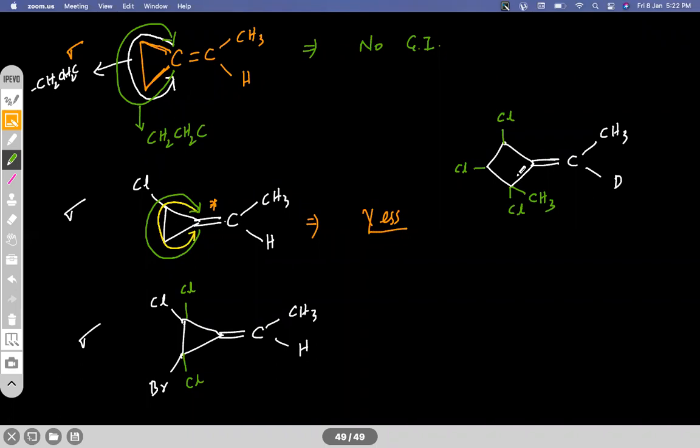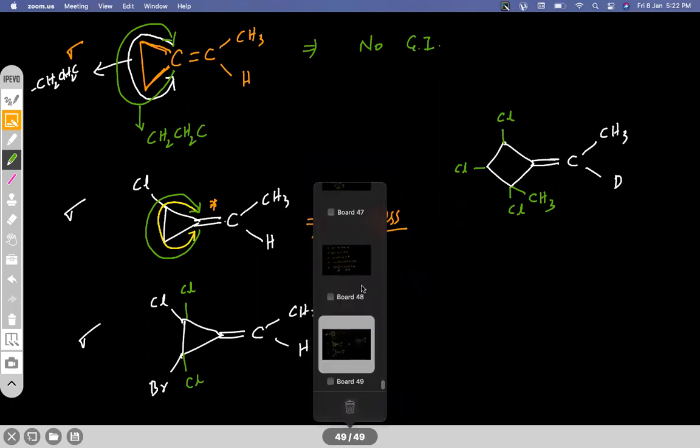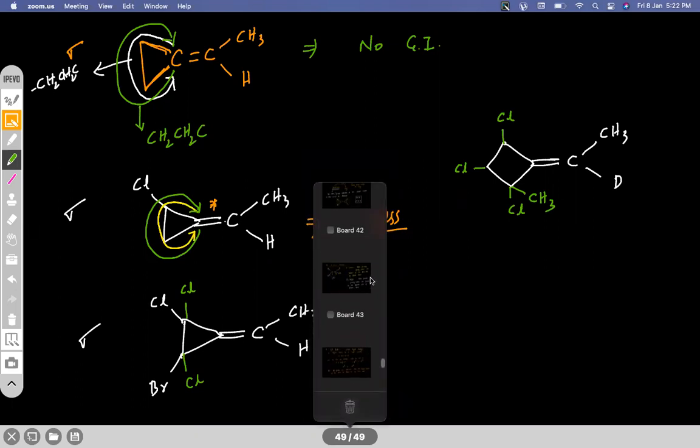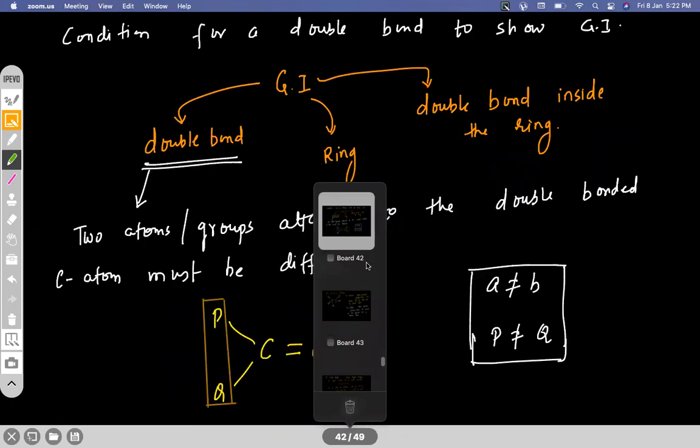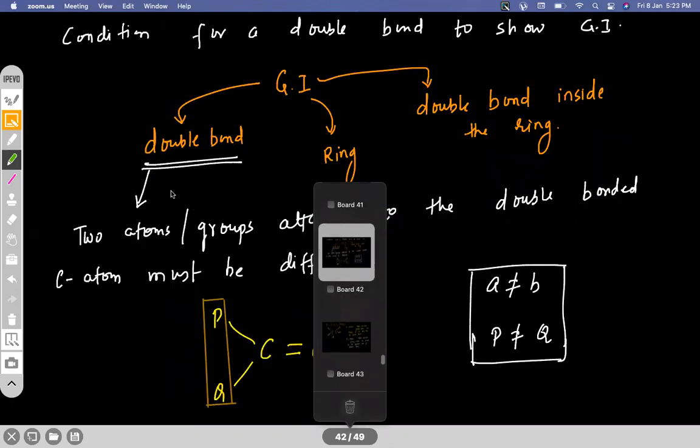Okay. So now we had discussed how across a double bond we can find out whether GI is possible or not. But like I said, if I go back and show you the slide, there are three possibilities under which geometrical isomerism is possible. You see this, right? Double bond, ring, and double bond inside the ring. For double bond we understood the condition. So what is the condition for a ring to show geometrical isomerism? Right, next heading, write down.